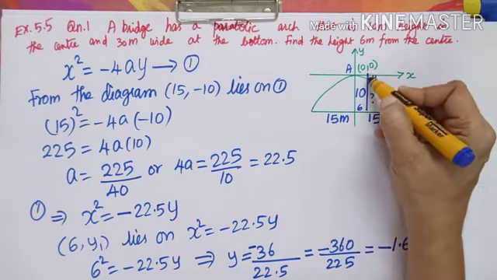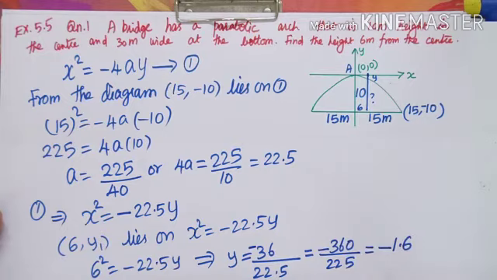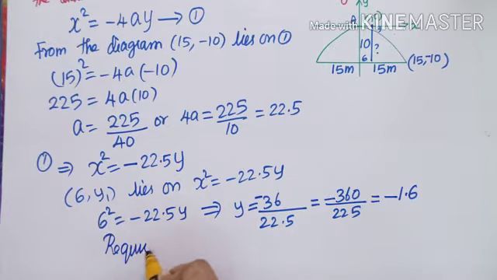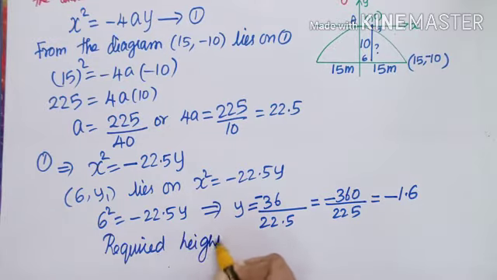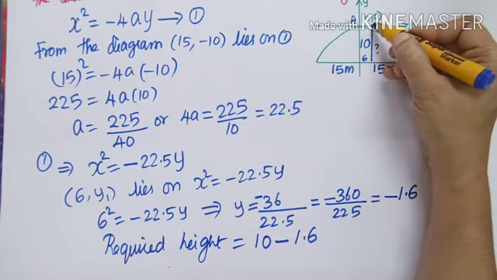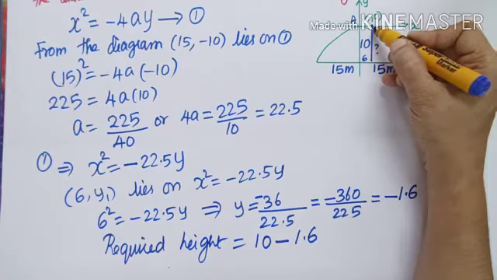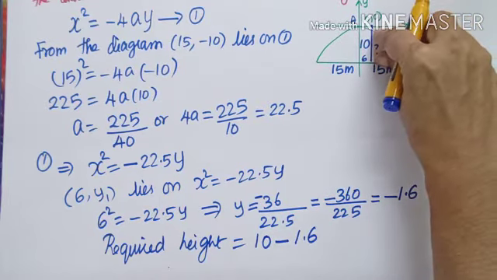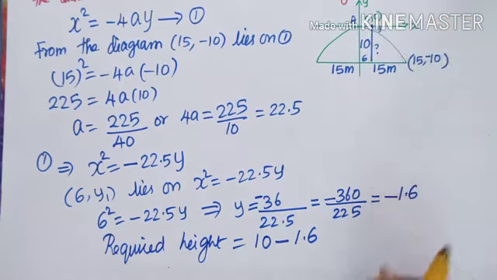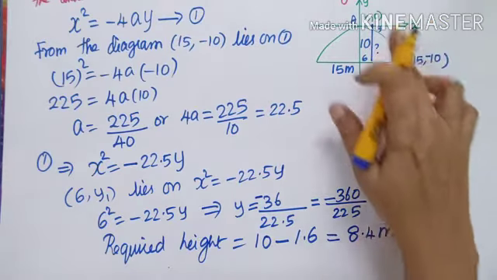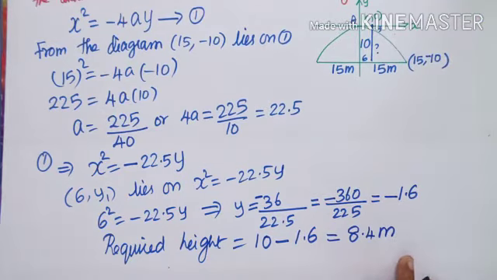This small height is 1.6. So what is the required height? Let us subtract from 10. The required height is nothing but 10 minus 1.6. 1.6 tells me the small height below the x-axis on the curve, this small thing. But I want this height from the flooring, which is nothing but 10 minus the value. So 10 minus 1.6 gives me 8.4 meters. So the height of the arch 6 meters from the center is 8.4 meters.